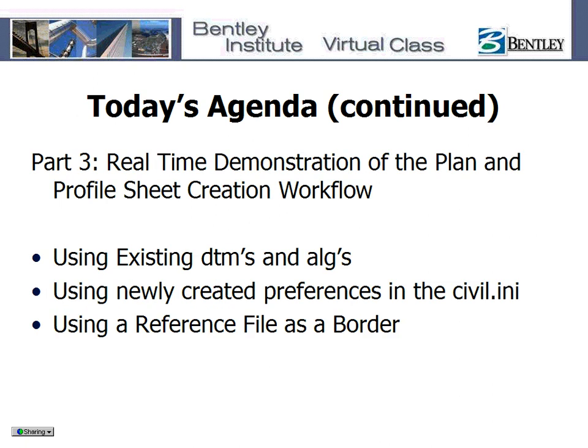It's a big dialogue, so we'll go through the dialogue and try to point out the basics of how this runs. Okay. Part 3, like I said, I'm going to run the demo again. We're going to use a reference file as a border instead and talk about the differences there, and of course the preferences. We're going through the tabs in part 2, so we're going to show you how to save that as a preference so you can get back to those settings and quickly cut more sheets using the same DTM and ALG.